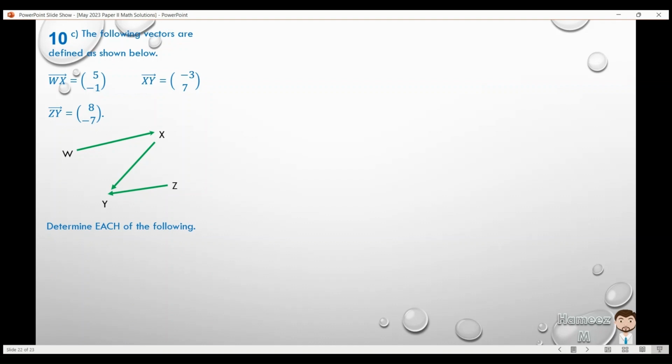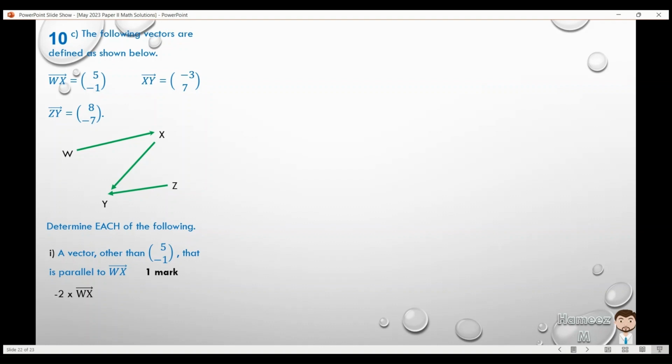Determine each of the following. Part 1, a vector other than 5, minus 1 that is parallel to WX. So there are infinite solutions to this. And we can just say, if we consider multiplying WX by minus 2, it means it's a vector which is parallel to WX, but 2 times as long.